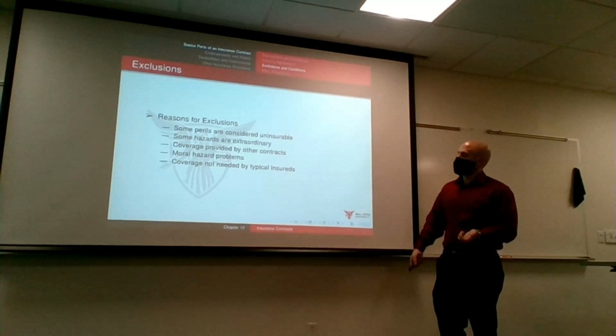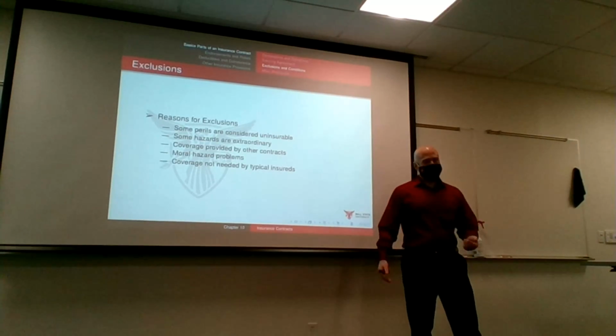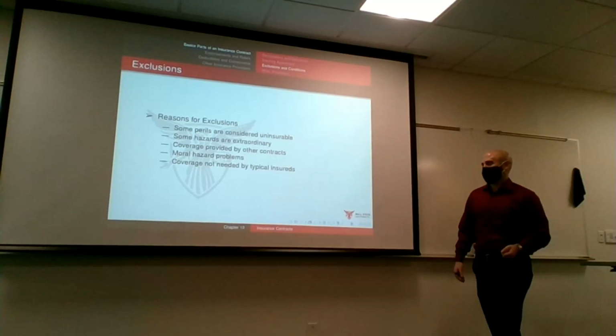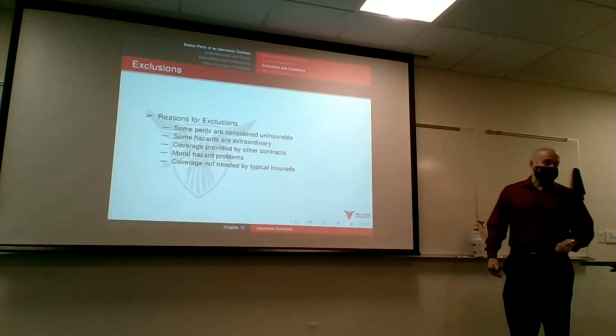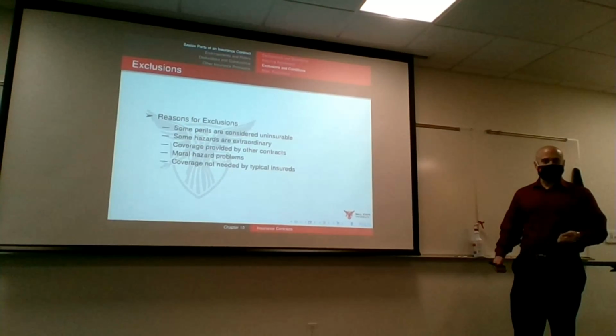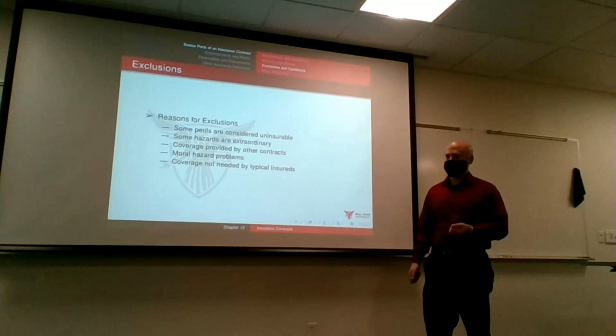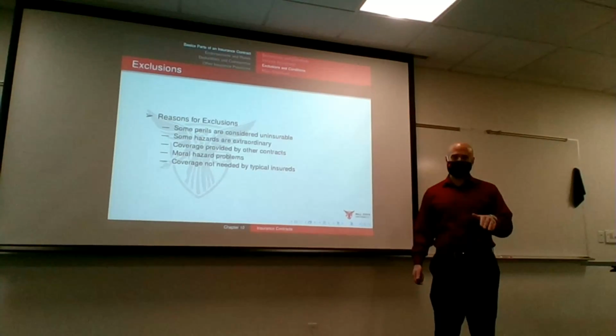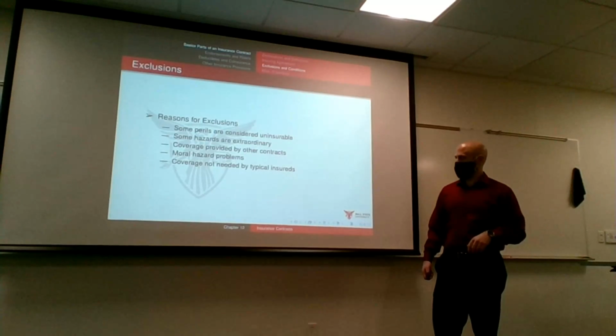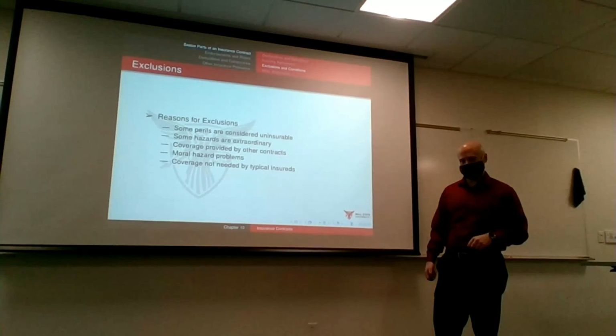There could just be coverage offered by other contracts. The business income insurance is a great example of that. Could be moral hazard problems. That pops up frequently. In fact, a lot of these addendums or things that we do find in these contracts are meant to mitigate moral hazard and or adverse selection. So there are some reasons we see exclusions.